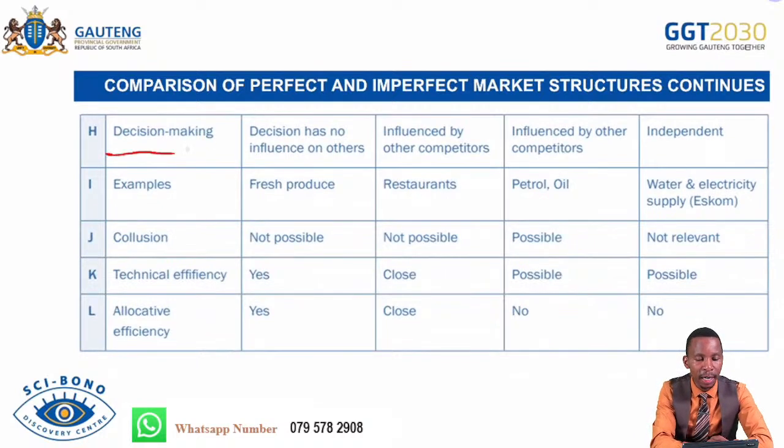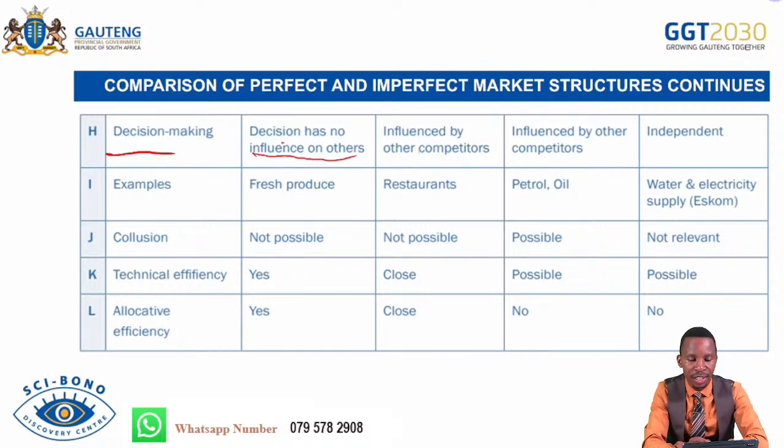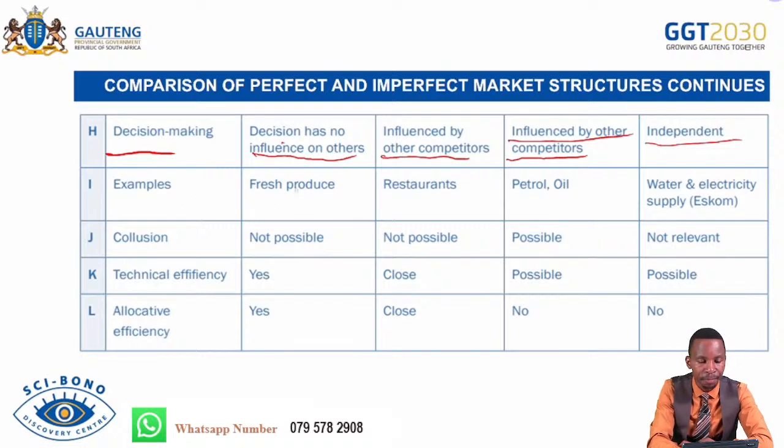Decision making. Under the perfect market, decision has no influence on others. Firms are very much independent in their own decisions. Under oligopoly, they can be influenced by other competitors, but slightly. There is no collusion. Influenced by other competitors very much under monopolistic because they are very much interdependent. And then the monopoly firm is very much independent because it's the only supplier of the product.